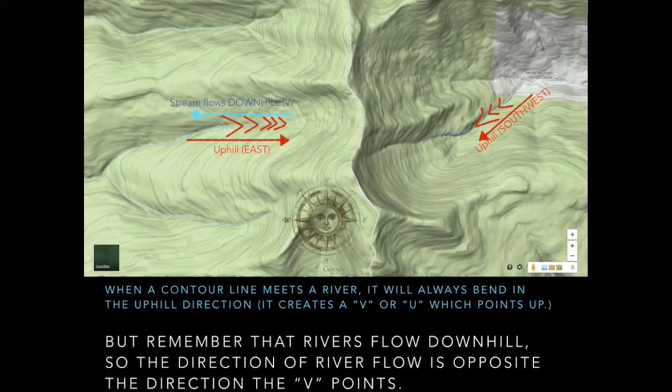So to answer those questions, first you need to figure out which way the contour lines are pointing, and then the river flows the opposite direction. And you should be able to figure out that Panther Kill River on the right side, the uphill direction is southwest, so the Panther Kill is flowing downhill in a northeasterly direction.